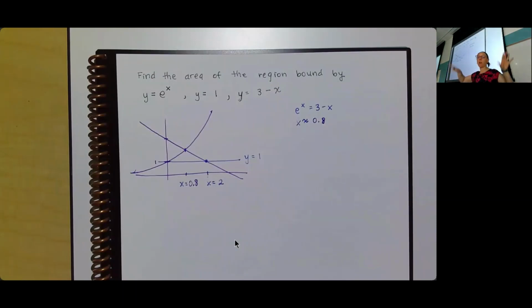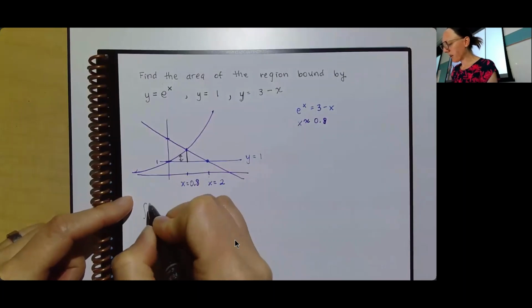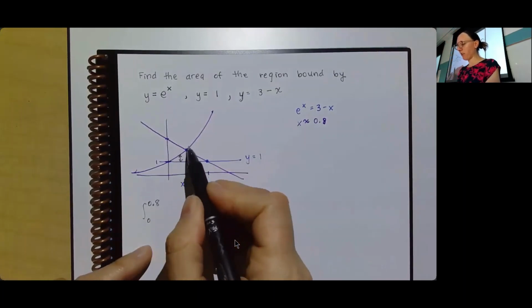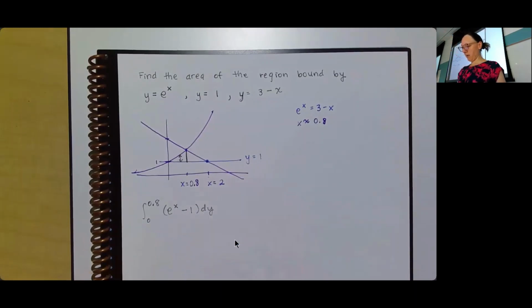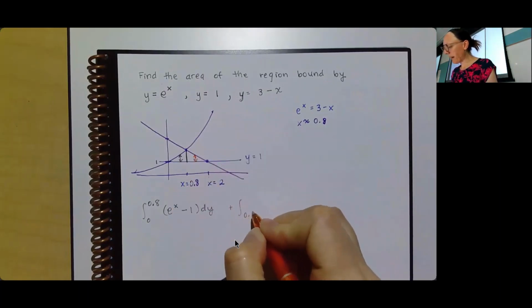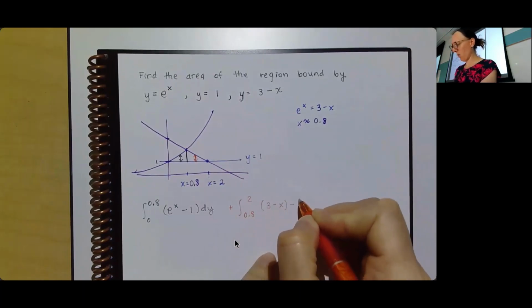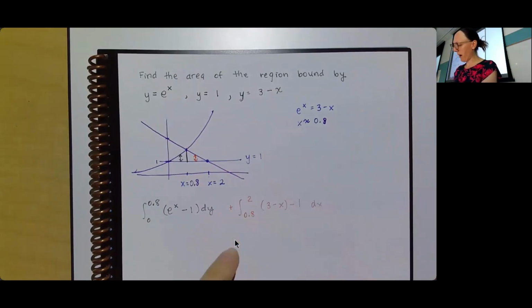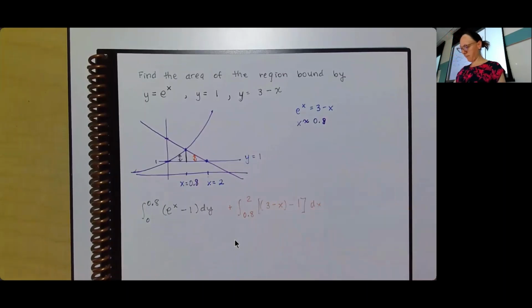So now that we have those numbers, go ahead and set up your two integrals. Pick it up right here in this region. I know I'm integrating from 0 to 0.8, and over here, my top function is e to the x and my bottom function is 1. In my region over here, I know that part is going to integrate from 0.8 to 2. My top function is 3 minus x, and my bottom function is 1. I don't know why I wrote a y over there. Just because I can or something. So let me fix that.